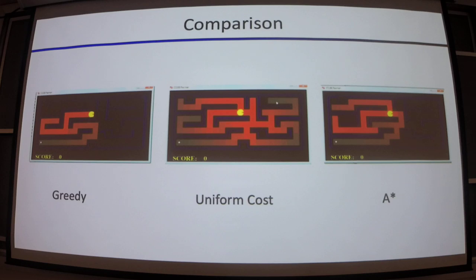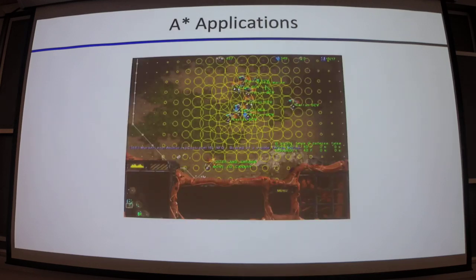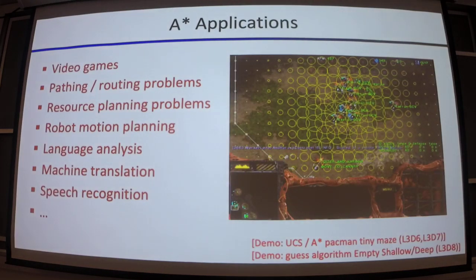Uniform cost found an optimal solution, but it took a long time to compute, and expanded almost every node that there was. Whereas A star did the best of both worlds. It was the optimal path, and it didn't take very long. Okay, A star has applications all over the place. You will see A star pop up tons of places in computer science. This is a very influential and important algorithm. So these are some examples.